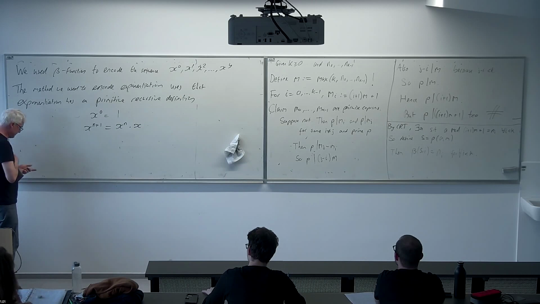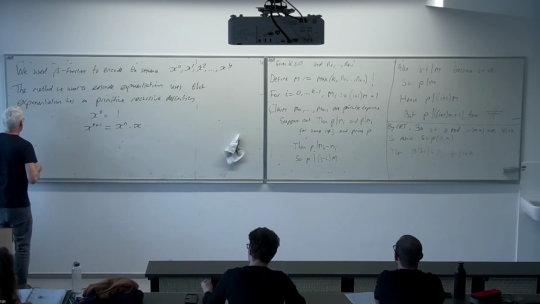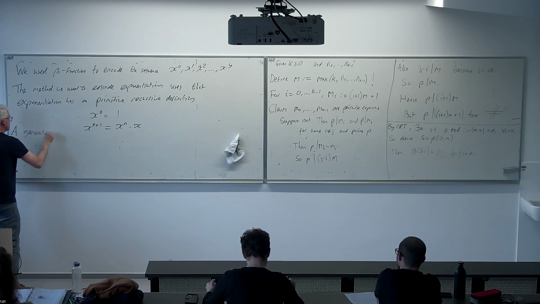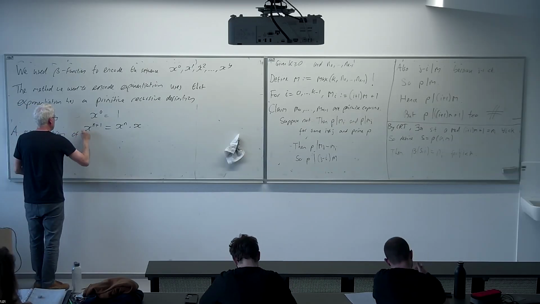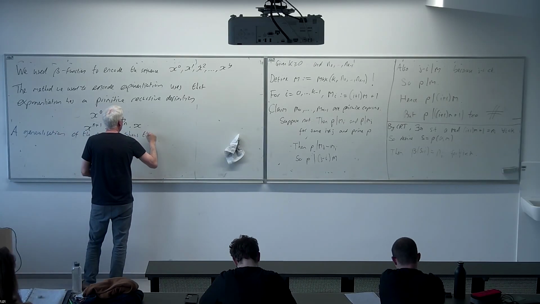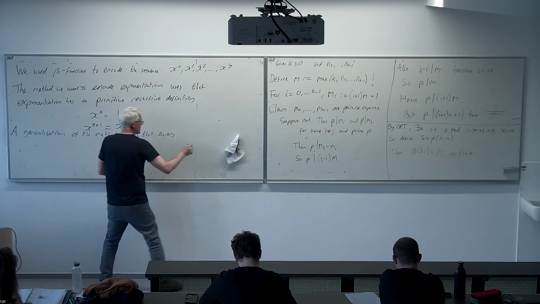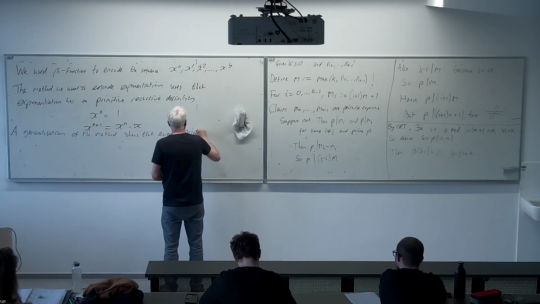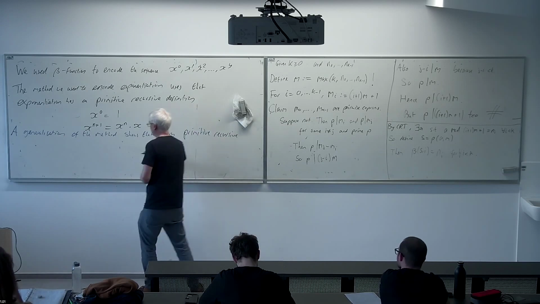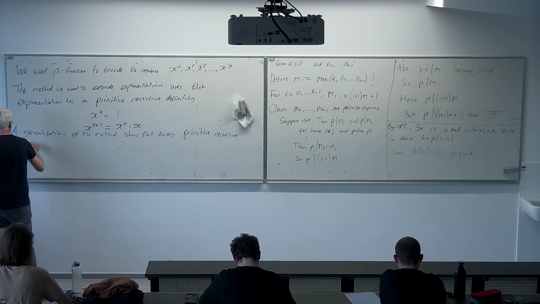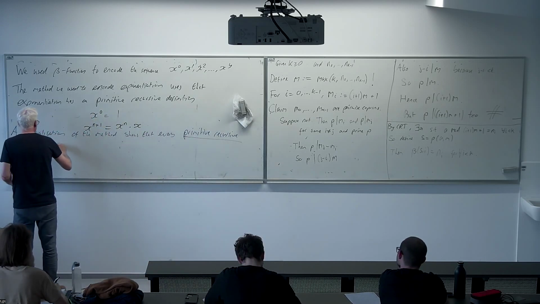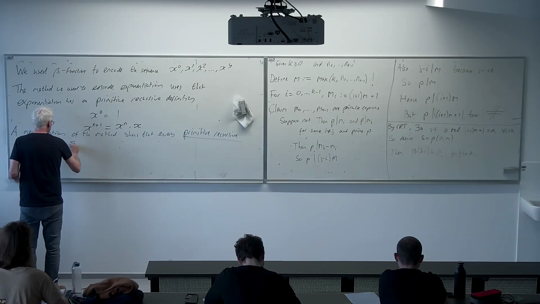So basically, a generalization of the proof of the method shows that every primitive recursive function that has such a definition is representable by a sigma 1 formula. So it's sigma 1 representable.